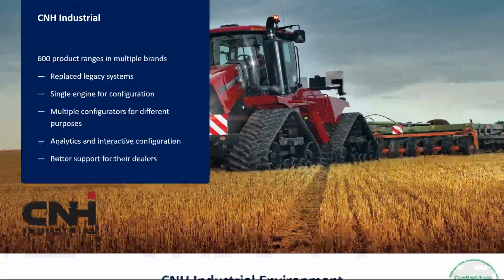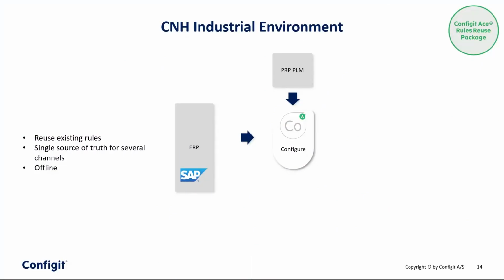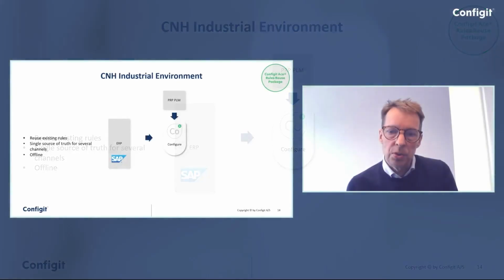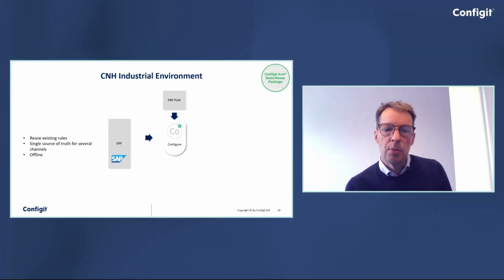If you look at their solution, they have rules that come out of 2 different systems. They have an SAP system where they have some of the data, and they have a legacy PLM system called PRP, apparently. And what they do is extract the data out of those 2 systems and import that into our configure module. Once you have that in the configure module, you can start interacting with it and build integrations.